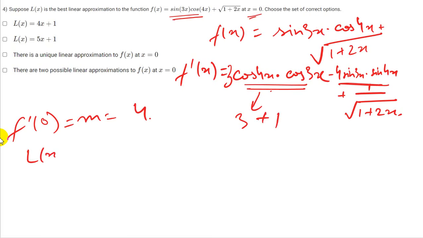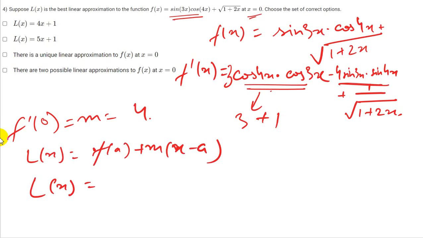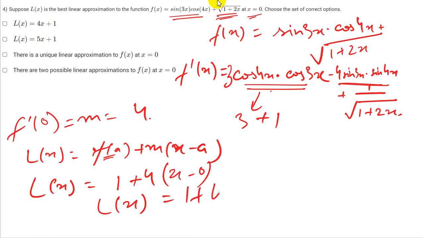So we have the formula of L(x) as f(a) + m(x - a). Okay, so L(x) would be f(a). What is the value of f(a)? f(a) would become 1. So there would be more values over here because of this root. So this would become 1 + 4 times (x - 0). This is L(x) = 1 + 4x.